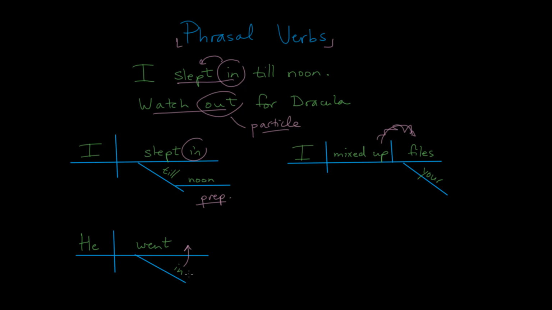I would probably interpret this more as an adverb indicating location. He went where? He went in. So I think placing in on the line here is okay. Well, on the diagonal line here. So again, you're going to have to make some of these decisions. Sometimes it can be a bit tricky to figure out if you're dealing with a phrasal verb.